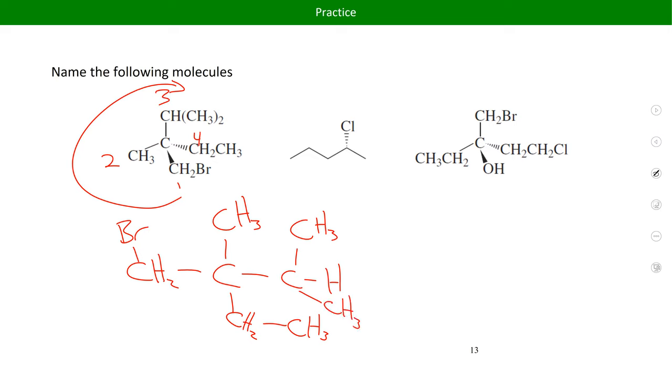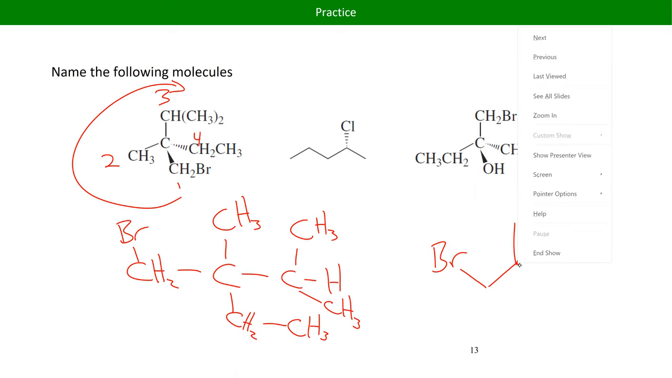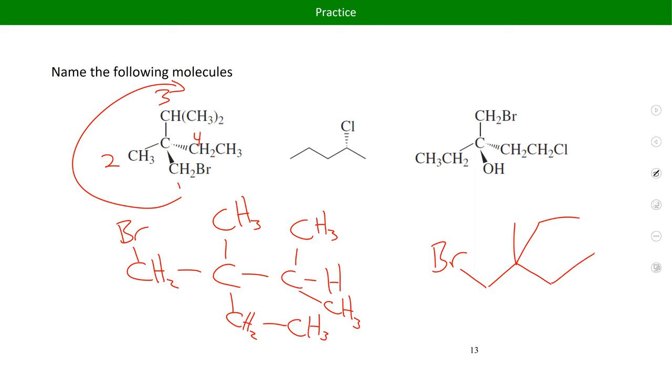But writing out this tricky structure might make it easier to see where our longest continuous carbon chain is. And then you could further clean that up if you wanted to draw the structure in a true skeletal structure. One carbon, two carbon, the methyl, and an ethyl, and then it would look something like that.